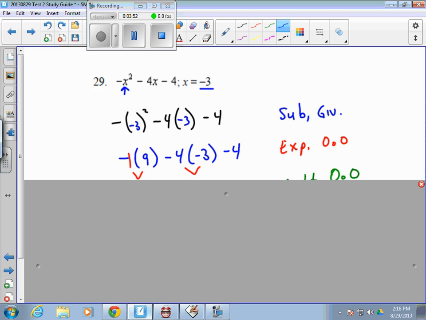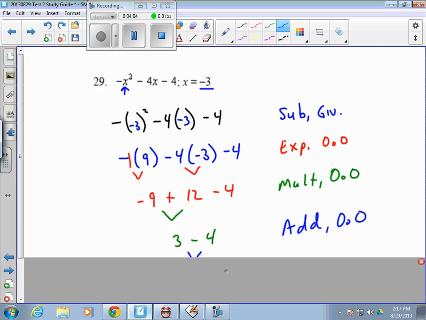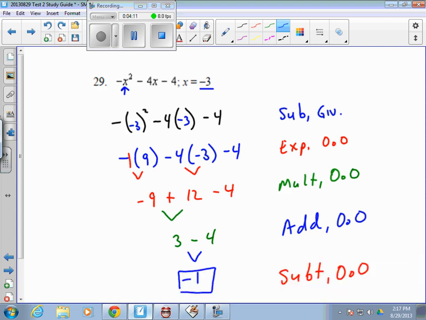Just finish the rest of it out. The next step is to multiply negative 1 times 9 and get negative 9. And to multiply negative 4 times negative 3. Negative times negative is positive 12. Minus 4 again because of order of operations. Then do negative 9 plus 12, and you get positive 3 minus 4. That's adding, order of operations. And then 3 minus 4 is negative 1. That's just subtracting to finish your order of operations.